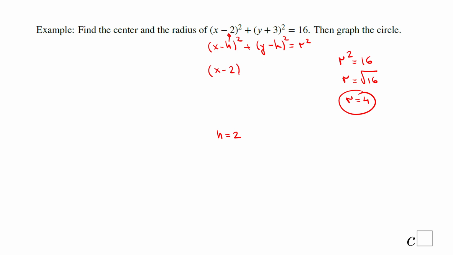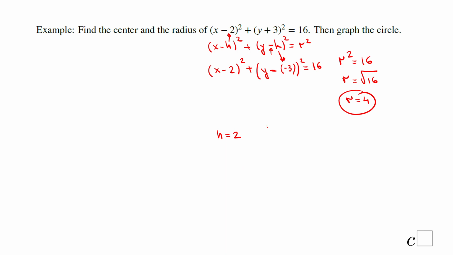So I'm going to rewrite the given equation in this format. You see, I'm going to put a minus to match this minus we have here. And what should I put here? A negative 3. Y minus negative 3 is the same as y plus 3. So now you can see k is negative 3.